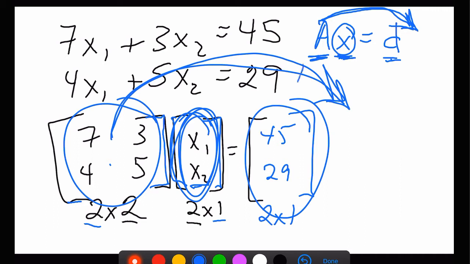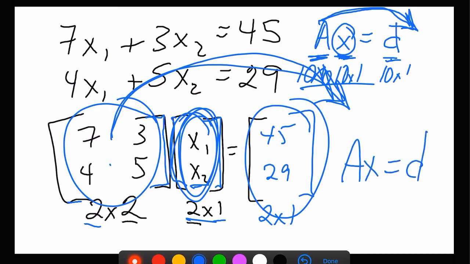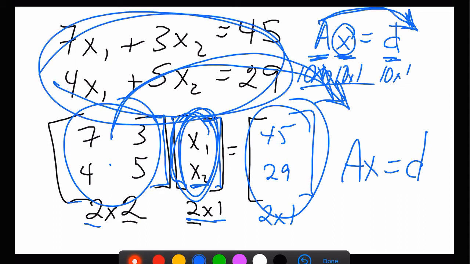If this is a 10 by 10, and this is a 10 by 1, and this is a 10 by 1, I can solve that using the same technique that I would use to solve if it's a 2. So it simplifies your algebra tremendously, and also simplifies you writing it down, because I can write AX equals D, and that could be a 1,000 equation econometric model. Or it could be a 2 equation model. But this could be 1,000 by 1,000, and 1,000 by 1, and 1,000 by 1.